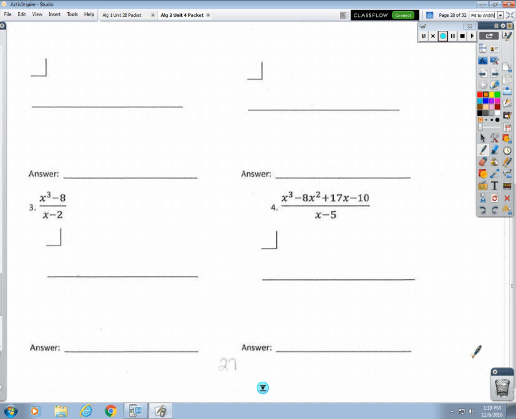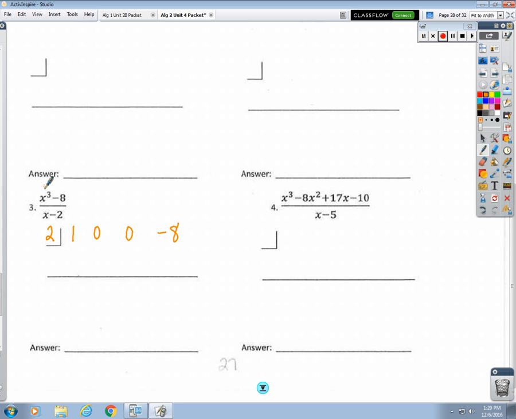Alright, number 3. To divide polynomials, we have a method called synthetic division. Now, since this polynomial x cubed minus 8 is being divided by the binomial x minus 2, our factor is x minus 2. So what goes in the box? Positive 2. What numbers do you bring down from the polynomial? 1, 0, 0, negative 8.